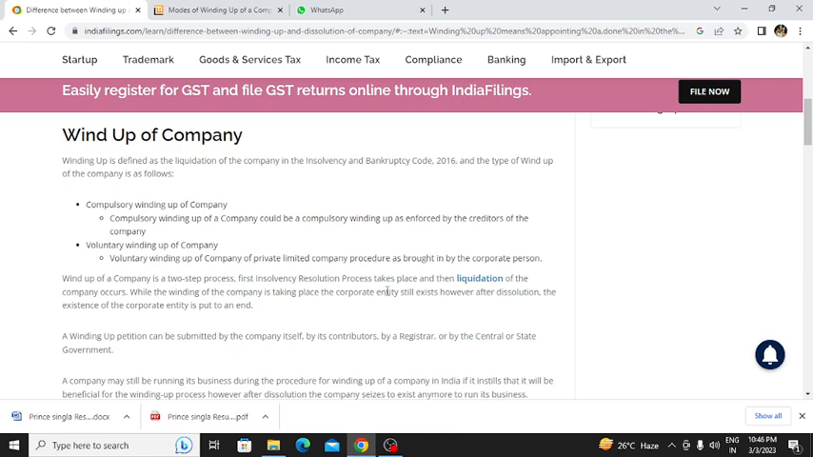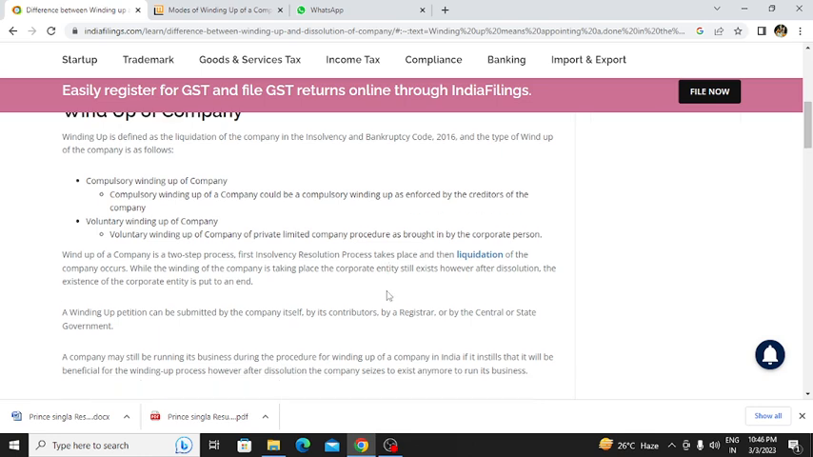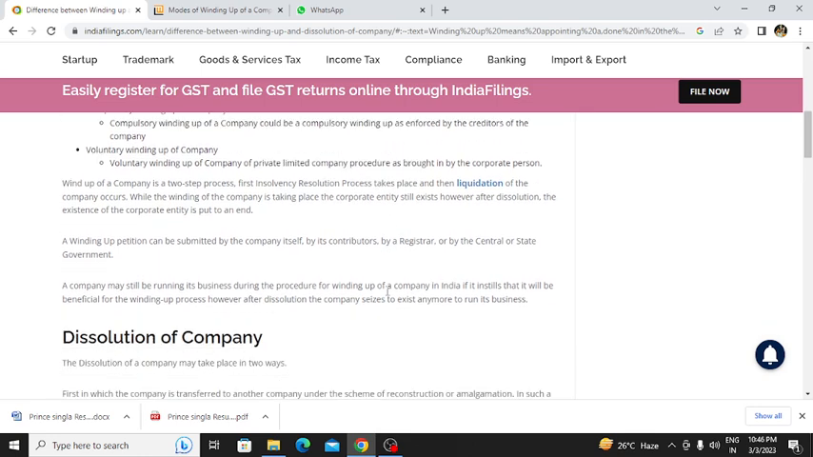Voluntary winding up of a private limited company is a procedure brought by a corporate person. Voluntary winding up of a company by the corporate person, right. So winding up of a company is a two-step process, as we know. It is an insolvency process, and a liquidator is appointed.